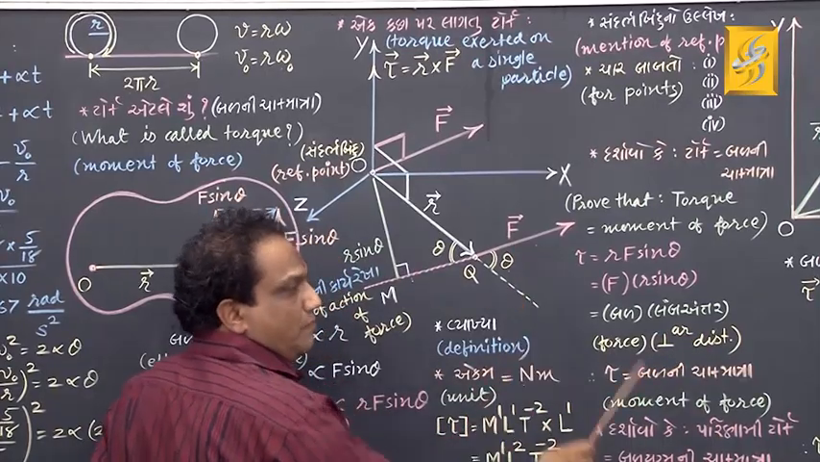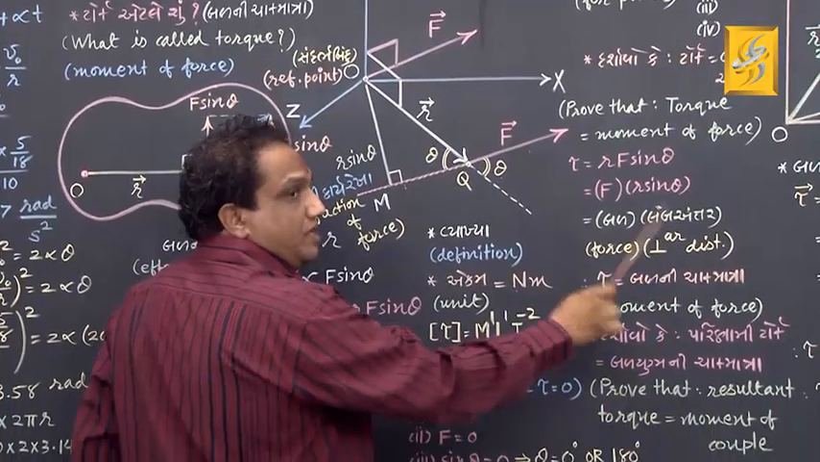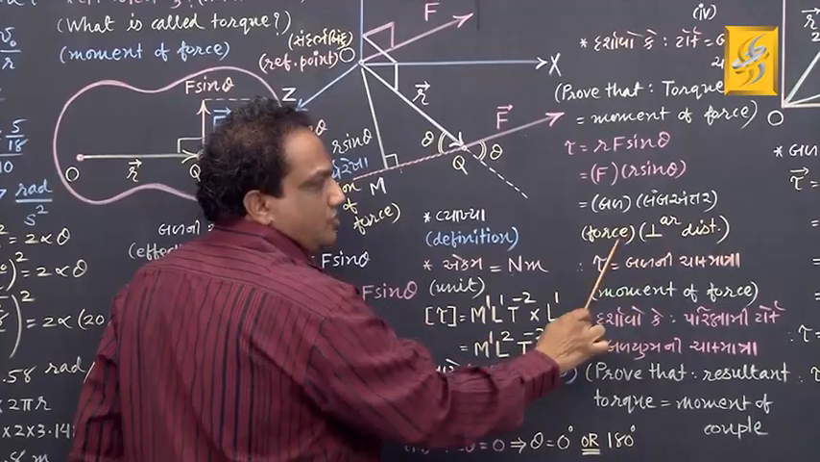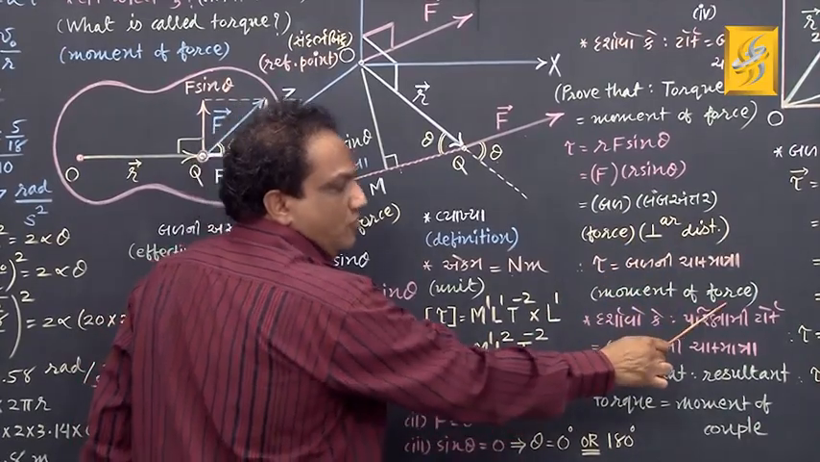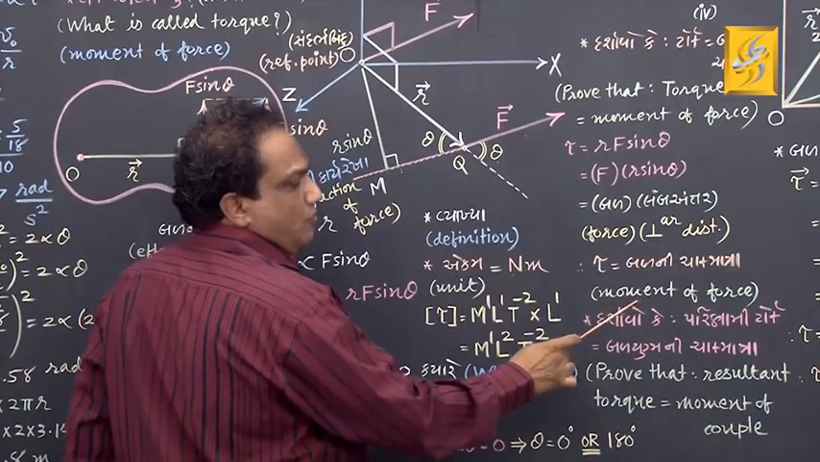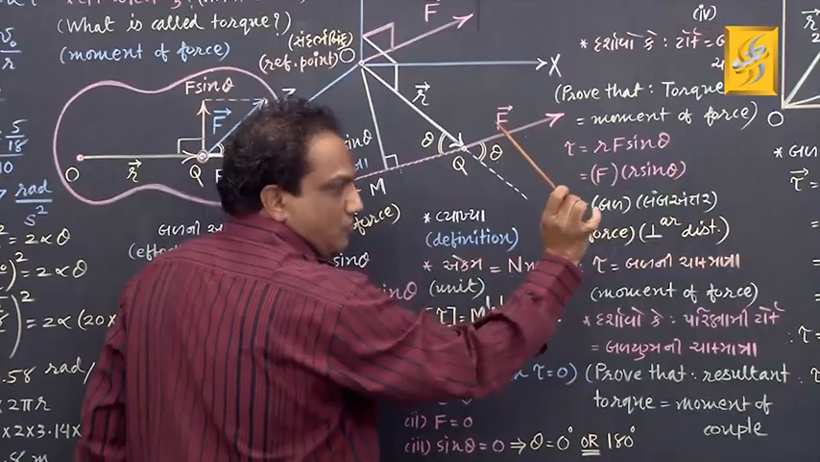And I told you, the product of the magnitude of force and the perpendicular distance of the line of action of the force from some reference point, such a product is called moment of force. So ultimately what have we proved? Torque equals moment of force.